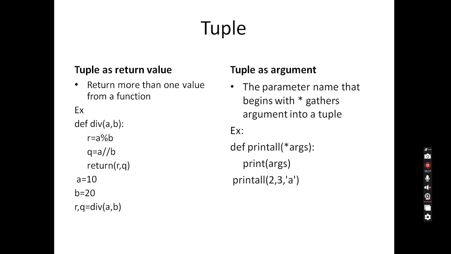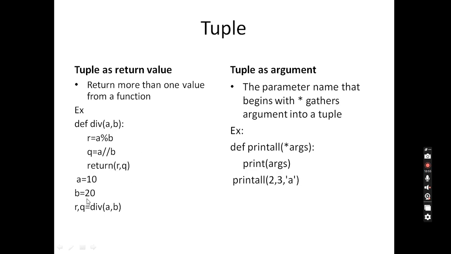So the next two main topics will be tuple as a return value and tuple as an argument. We can return more than one value from a function using a tuple as a return value. So for example, I have a equal to 10, b equal to 20. I am calling a function called div(a, b). Here I can pass 10, 20. So r is equal to 10 mod 20, I get a remainder as 0. And then 10 divided by 20, I get a quotient as 2. So here I return more than one value, r, q.